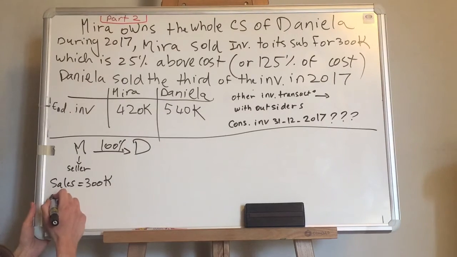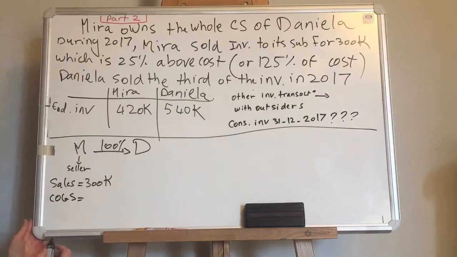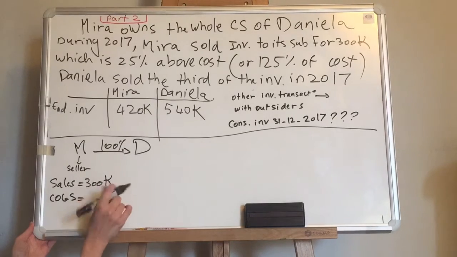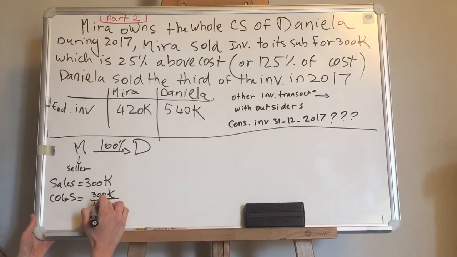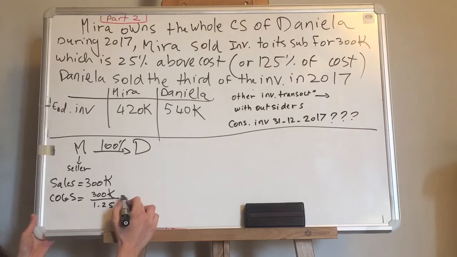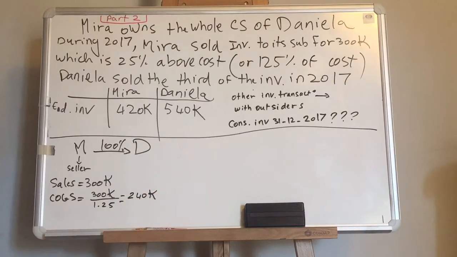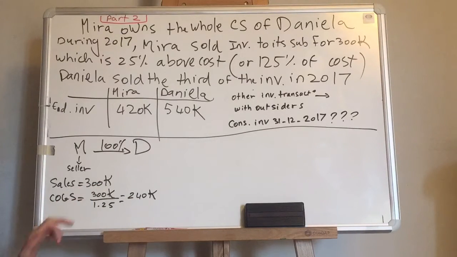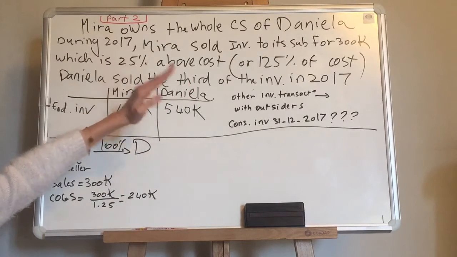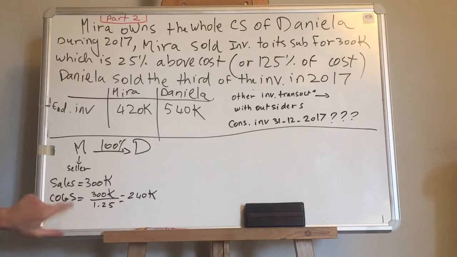You have to think about the following. The cost of goods sold, can it be more than the sales? Never. Obviously, it's less. So you will not multiply 300 by 125%. To calculate the cost of goods sold, you have to divide 300K by 1.25. In this case, you will get $240,000. Obviously, the cost of goods sold is less than the sales. This is normal. So I got 240K.